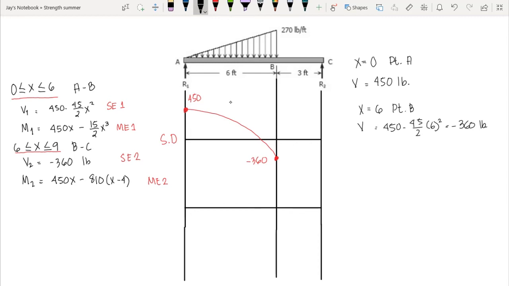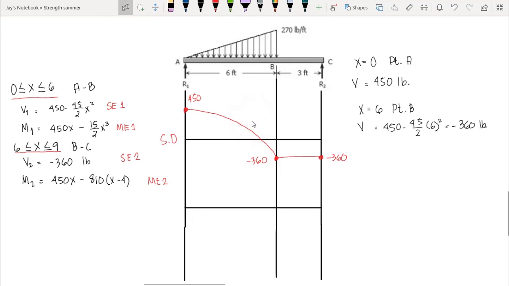And then, since we do not have load from B to C, if we use the equation for shear from B to C, we realize that we do not have the variable x. So we have negative 360 internal shear all throughout from B to C. Therefore at this point we have negative 360. So this is now our shear diagram.